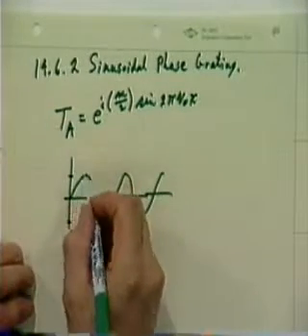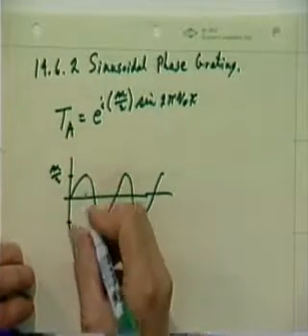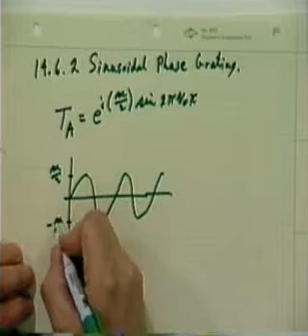which goes from m over 2. I was checking something in my notes. I thought maybe I'd changed something, but I haven't. To minus m over 2. Okay.